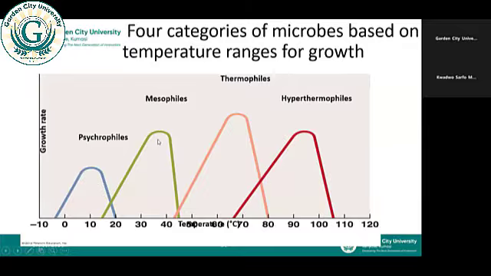Then we have the mesophiles. These are the ones that cause infections. So look at the temperature range, around 20 to 40 degrees Celsius. So the optimum is your body temperature, 37. That is why most infections come from these mesophiles, or mesophilic bacteria or microorganisms.